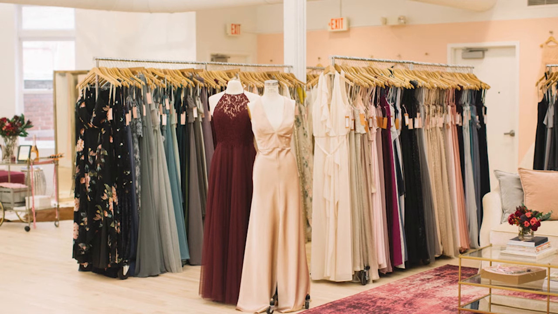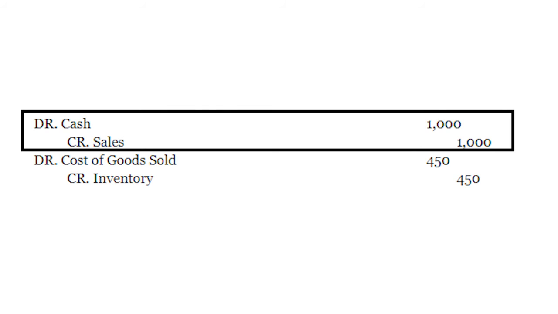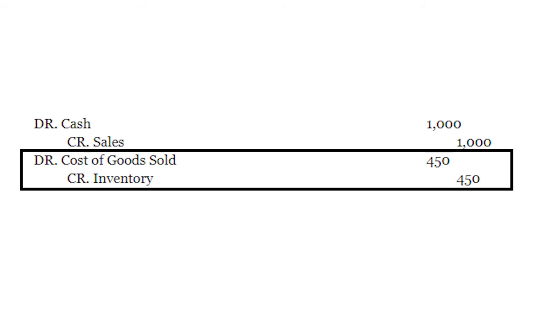And sometimes a transaction will require 2 journal entries. For example, Darrell's Dresses sells a wedding dress for $1,000. Darrell had originally purchased the dress from a supplier for $450. We have to increase sales and cash by $1,000 each. We also have to decrease inventory by $450 and increase cost of goods sold, an expense account, by $450.